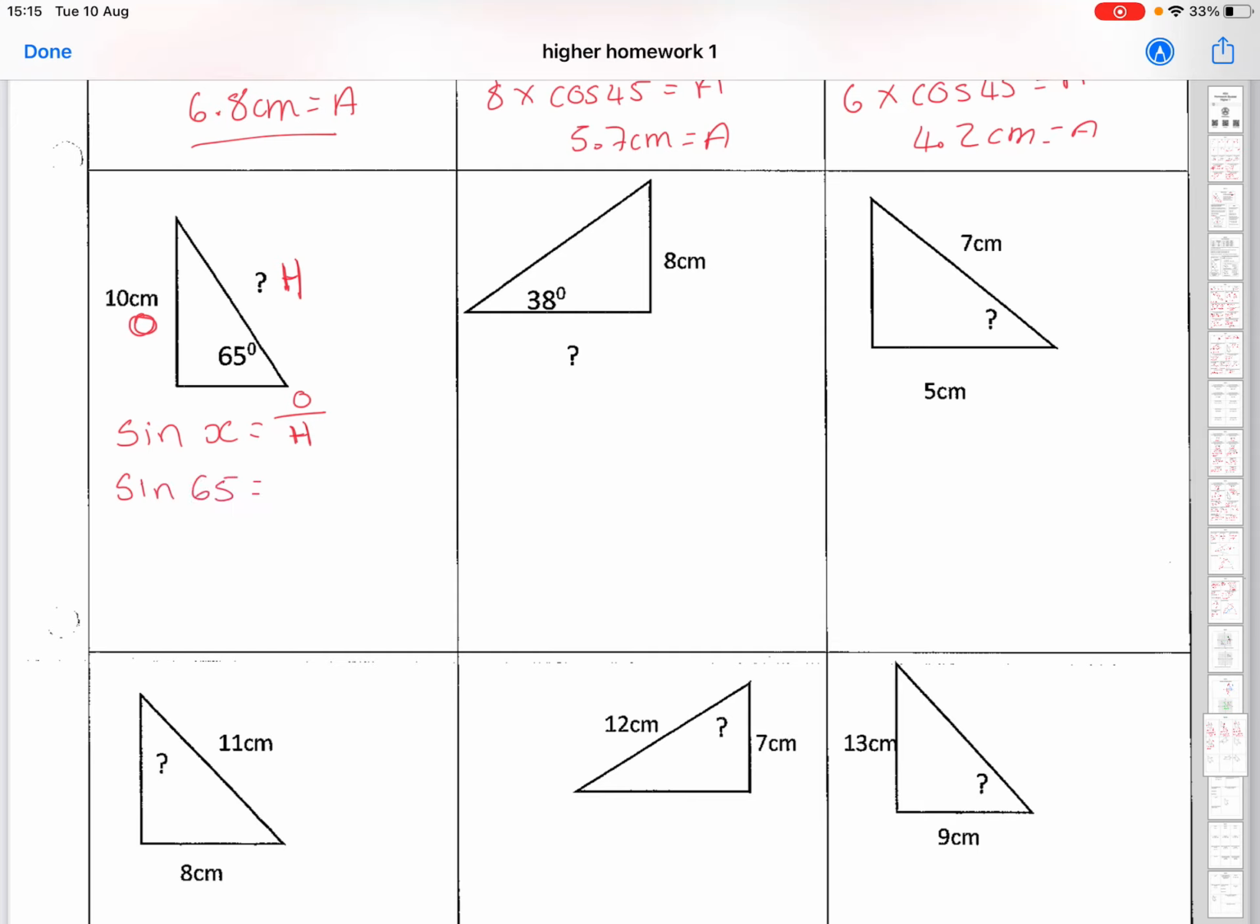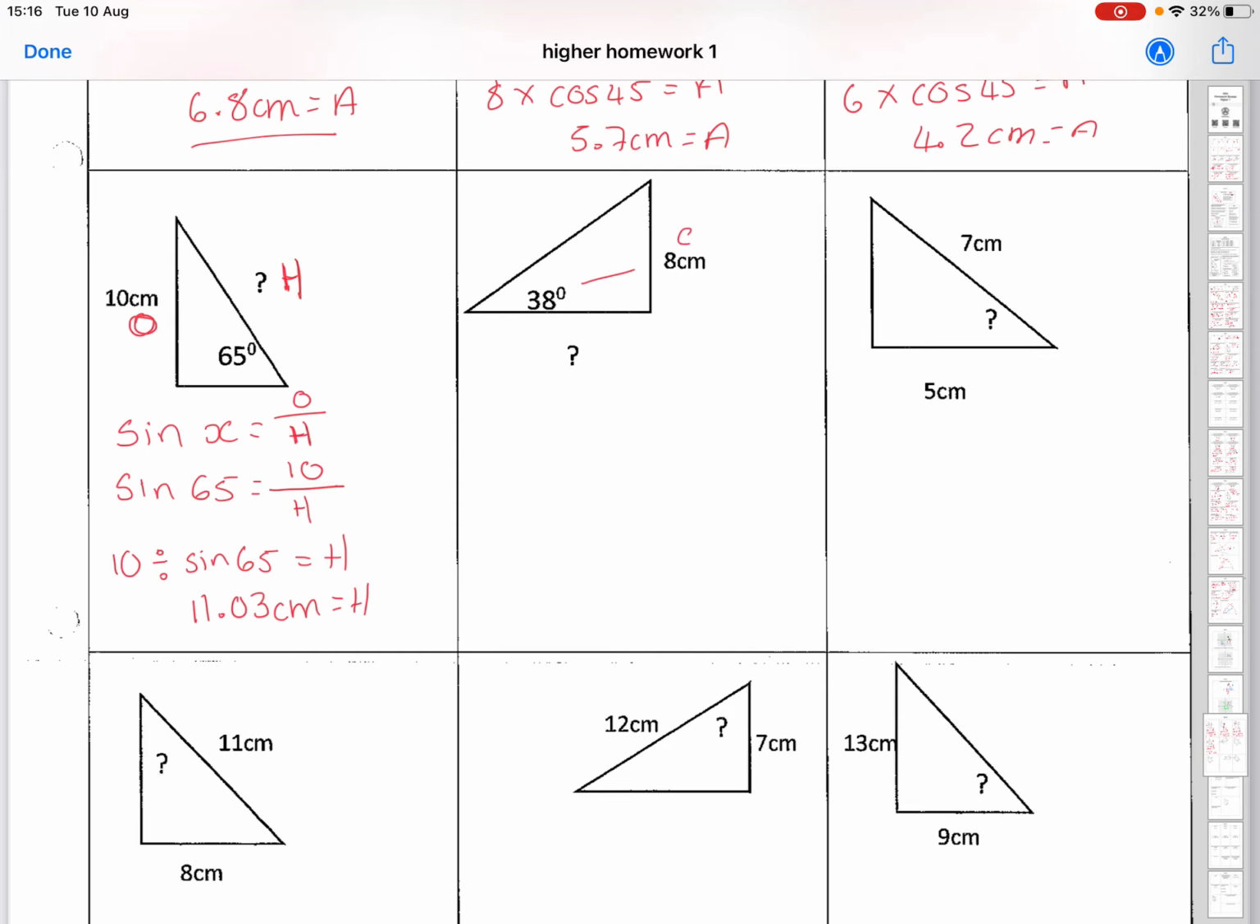So, CAH TOA. We've got sine of the angle, which we have, 65, is our opposite, which we have, 10, over hypotenuse, which we don't have. The thing we're trying to find is on the bottom, so we're going to divide. So we're going to do 10 divided by sine of 65 to give us our hypotenuse. Put that in our calculator, don't forget our brackets. We've got 11.03 centimetres for our hypotenuse.